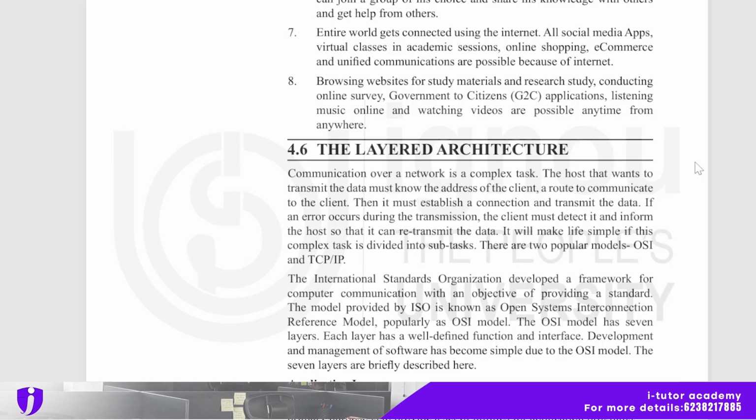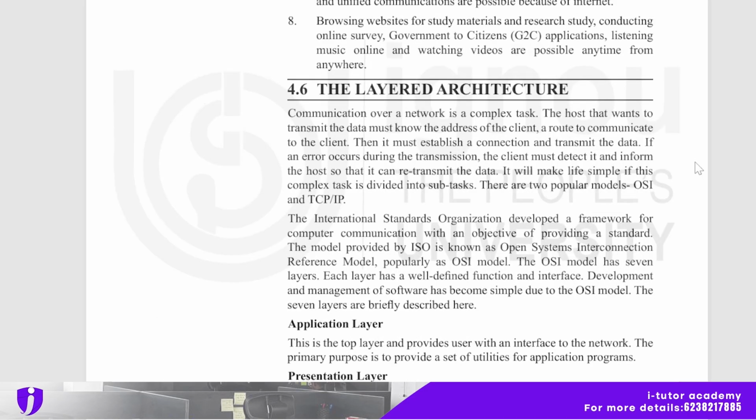If an error occurs during the transmission, the client must detect it and inform the host so that it can retransmit the data. It will make life simple if this complex task is divided into subtasks. There are two popular models, OSI and TCP/IP. The International Standards Organization developed a framework for computer communication with an objective of providing a standard. The model provided by ISO is known as Open System Interconnection Reference Model, popularly the OSI model.